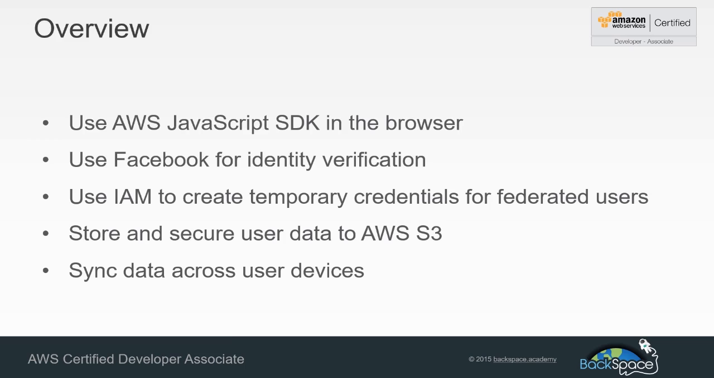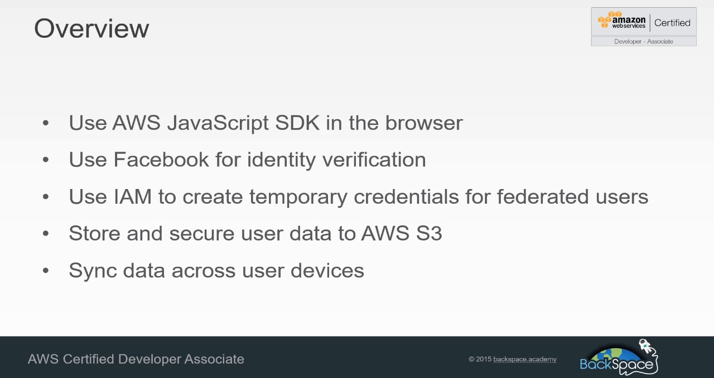So again, we're going to be using the AWS JavaScript SDK in the browser. We're then going to be using Facebook to verify the identity of users. Then we're going to get a Facebook token and pass that to the IAM service to create temporary credentials for that federated user. So it helps us to basically create a temporary credential to access data, access AWS services without compromising your account.